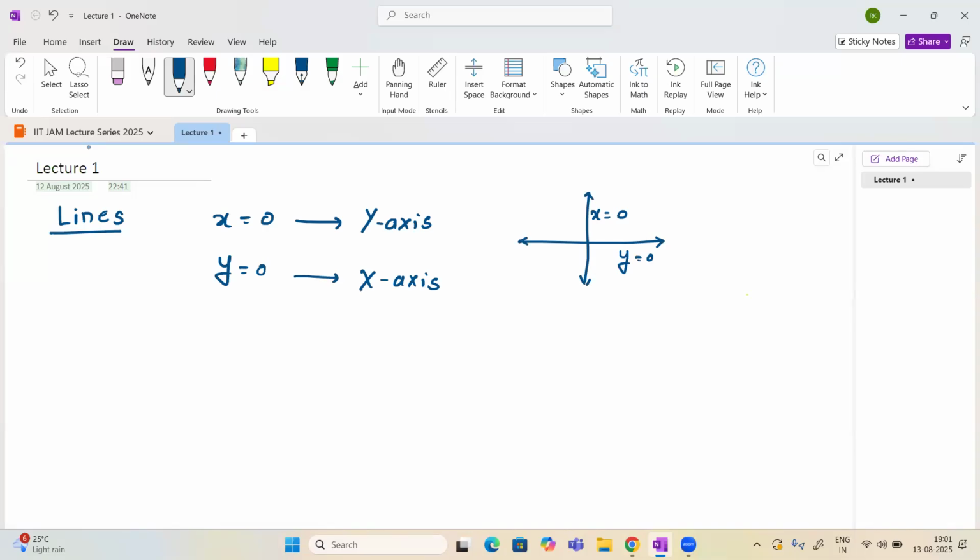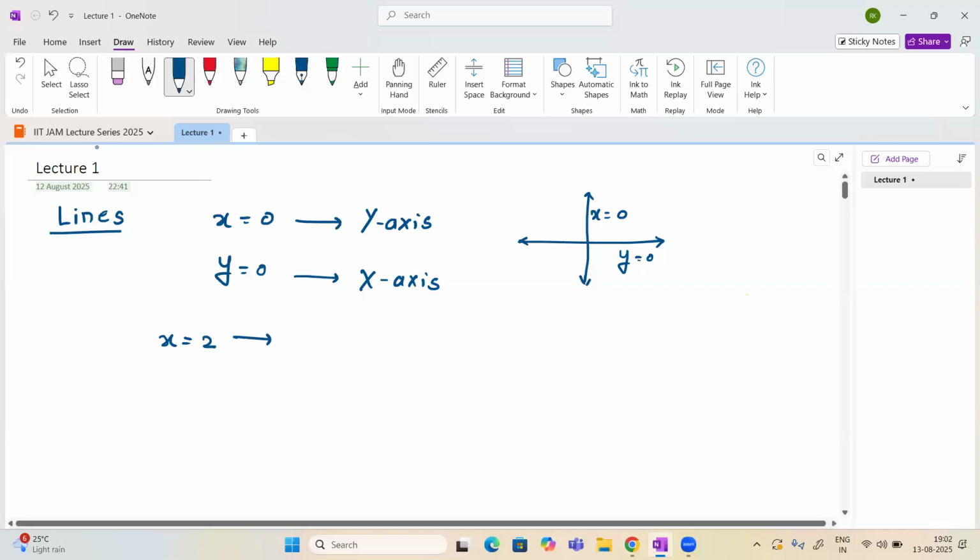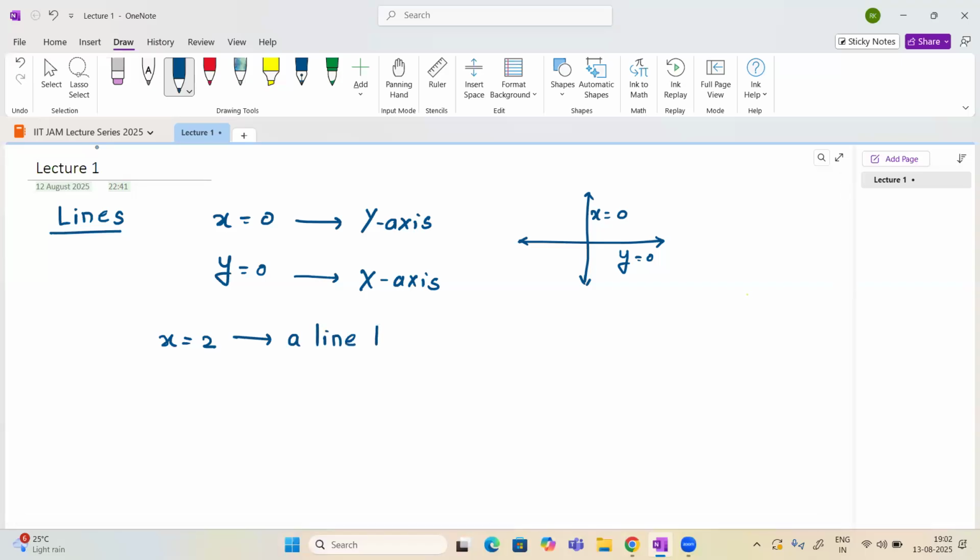Okay, so we have parallel lines also. X is equal to 2 represents a line parallel to the y-axis, passing through x equal to 2. Exactly, very good. Let me show it here. So this is the x-axis, this is the y-axis, right? X is equal to 2, so it's a line parallel to the y-axis that passes through x is equal to 2.